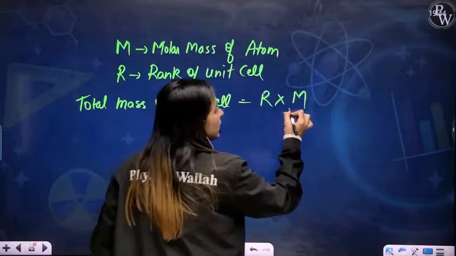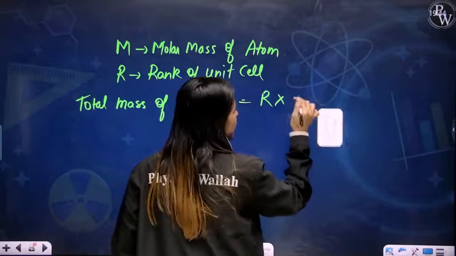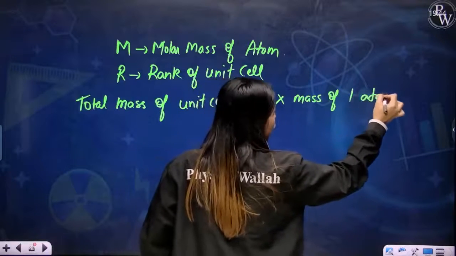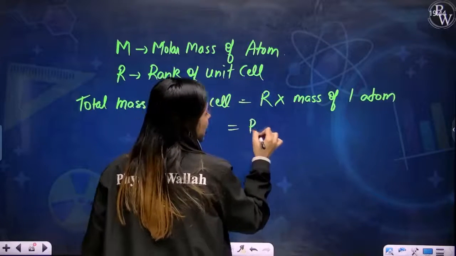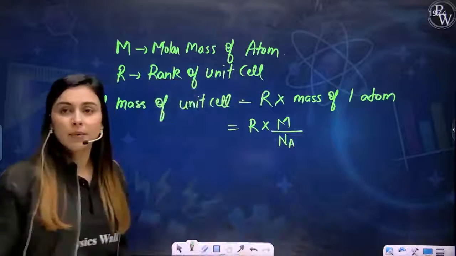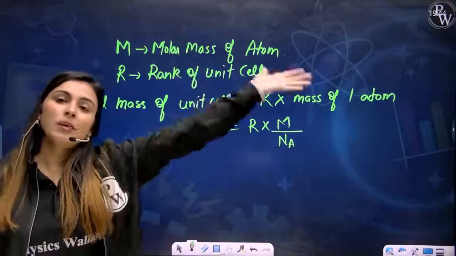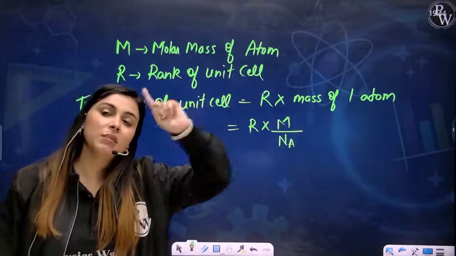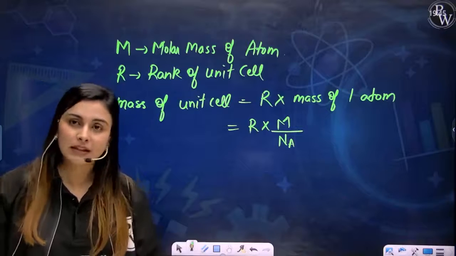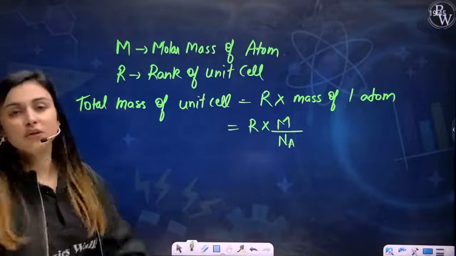So to calculate the mass of one atom, I need to write here the mass of one atom. And if I want to calculate the mass of one atom, then I can multiply R by molar mass, and then I'll have to divide it by Avogadro number, right? If M is the molar mass of Avogadro number of atoms, then the mass of one atom would be molar mass upon Avogadro number. Right? Yes. This is the total mass of the unit cell.